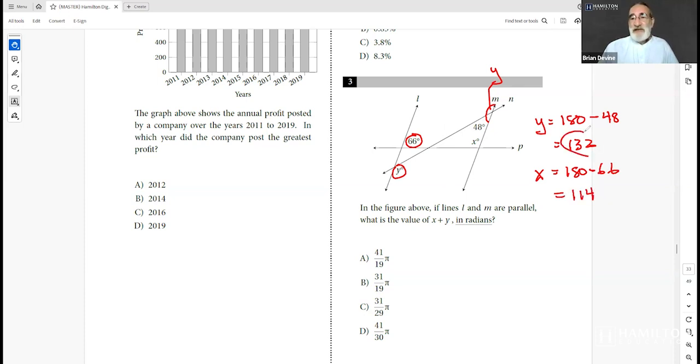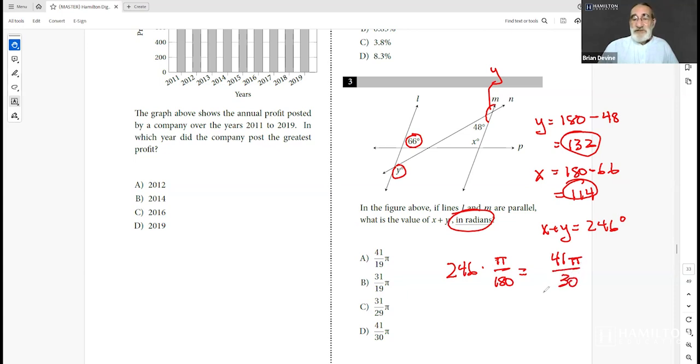And so if I add this and I add this, I'm going to get X plus Y is equal to 246 degrees. But I have to put it in radians. So I'm going to take 246 times the conversion pi over 180. And if I clean that up, I get 41 pi over 30, which is D. So D is the correct answer.